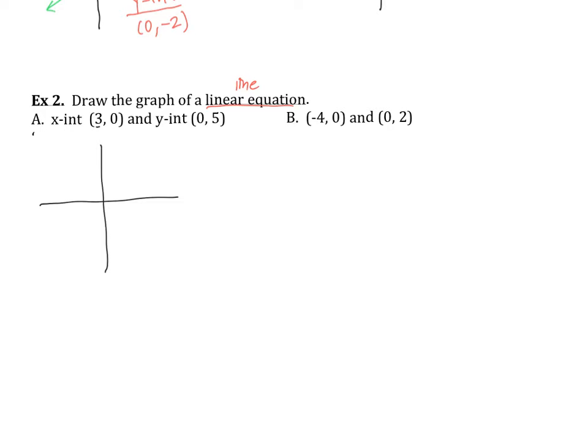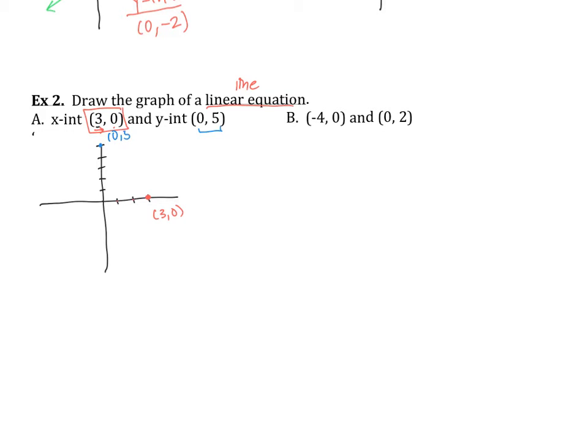Let's see, my x-intercept is 3, 0. So when I graph the x-intercept, I'm going to go to the side 3, up 0. 1, 2, 3. And I'll go ahead and put my x-intercept right there. Okay, my y-intercept is 0, 5. Since I'm sketching, I'm just going to count it up. 0. Positive 5 is up, so 1, 2, 3, 4, 5.